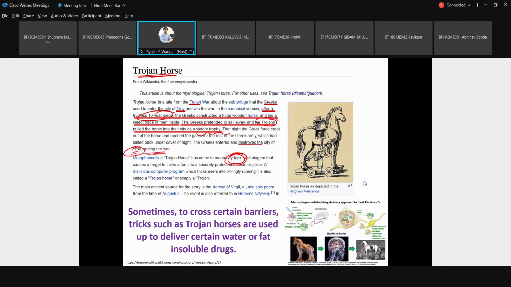So there is this concept that some kind of tricking has to be done at certain times when molecules cannot pass through certain barriers. To cross certain barriers, tricks such as Trojan horses are used so that you can deliver certain water or fat insoluble drugs into a particular part of the body. There are many research papers where people try to use these as drug delivery approaches to treat diseases like Parkinson's disease and Alzheimer's disease. They are trying to utilize this kind of trick.